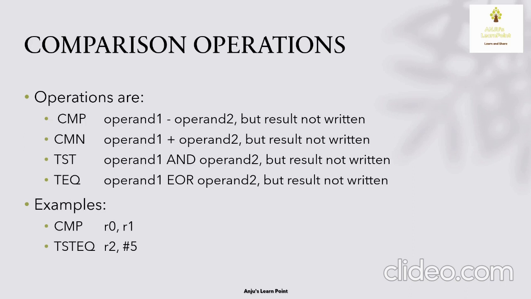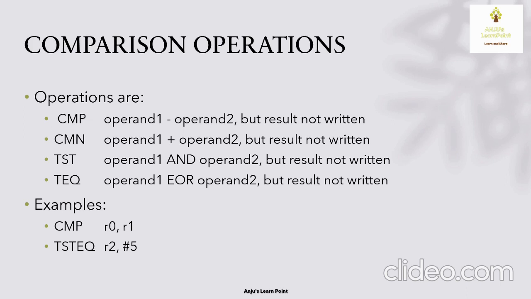The next set of operations is the comparison operations. Comparison is nothing but comparing the contents in the registers. We can see some variations of this comparison operation. The first one is CMP. CMP follows the operation operand 1 minus operand 2, but the result is not written. That is how the CMP operation performs.